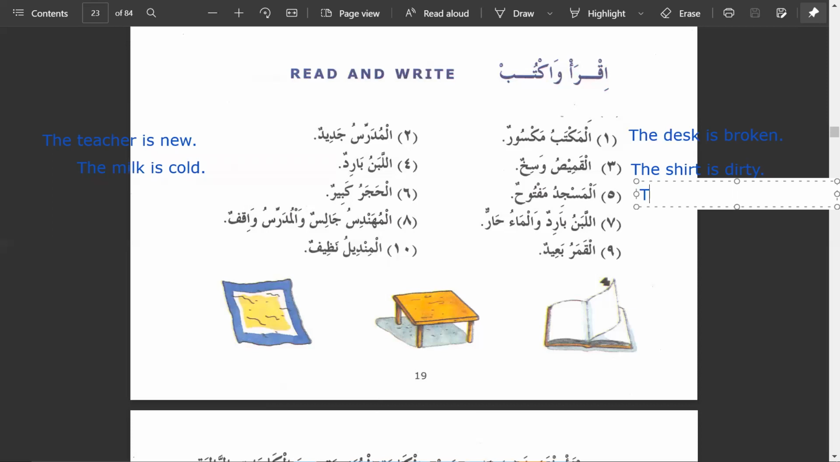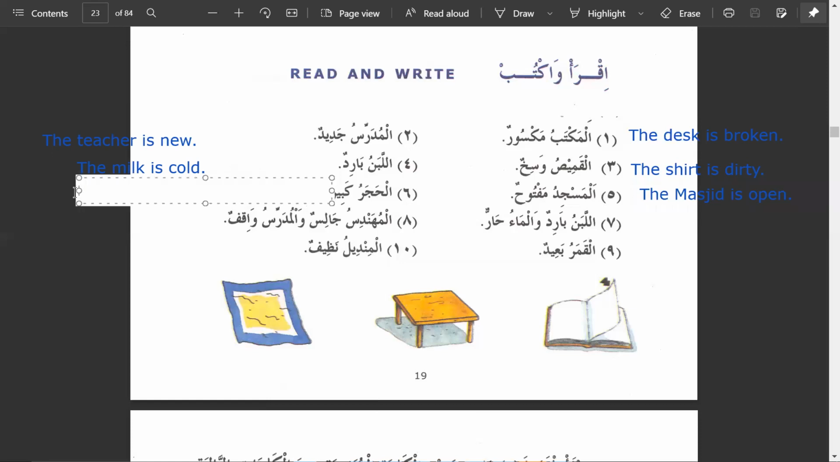Al-masjidu maftuhun. The masjid is maftuhun, open. Good, excellent. Okay. Al-hajaru kabirun. The rock is heavy? No, it's not heavy. It's not saqilun here. It's kabirun. The rock is big. Okay.